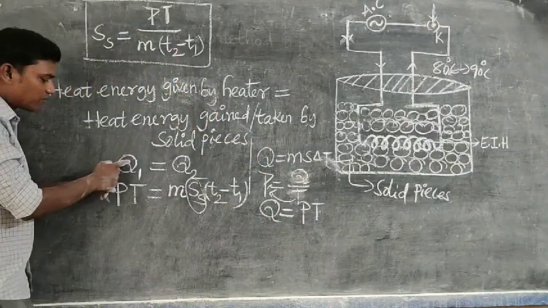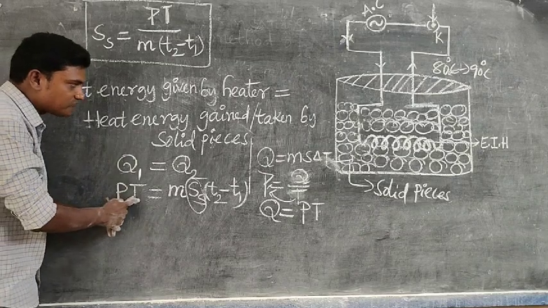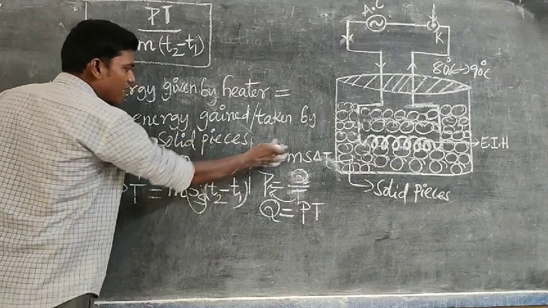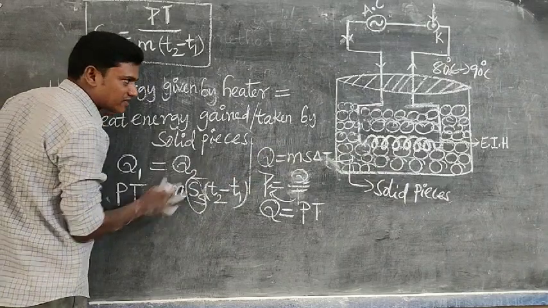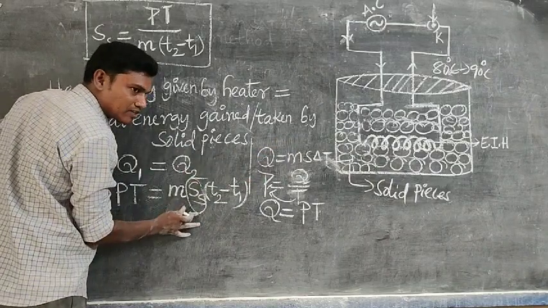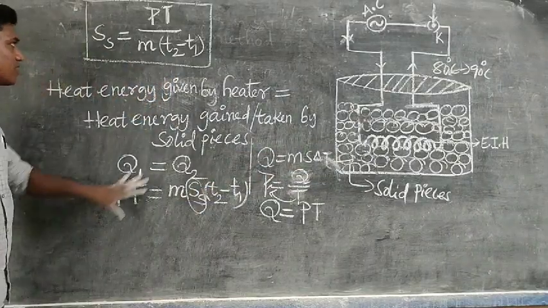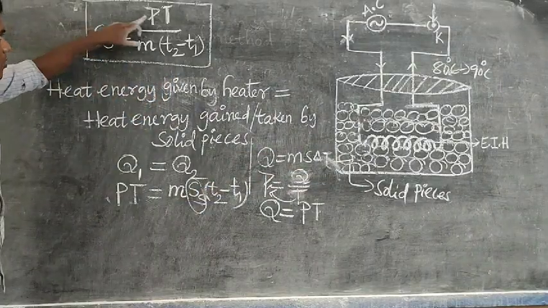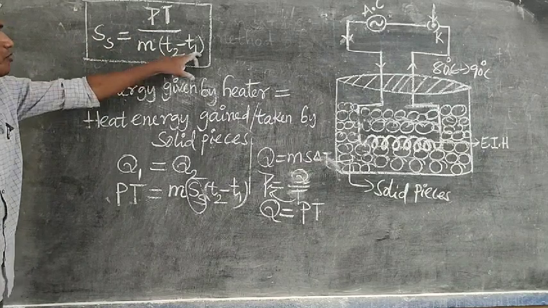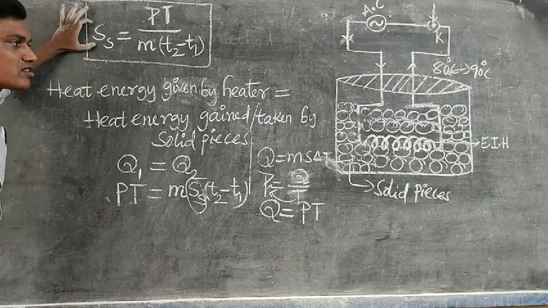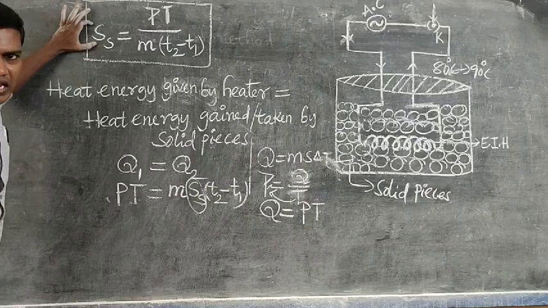So in the place of Q1 we can write PT, and in the place of Q2 what can we write by using the regular formula? M means mass of the solid pieces, S means specific heat of the solid pieces, delta T is final minus initial temperature. Then finally S of S equals PT by M into T2 minus T1. This is the formula to find the specific heat of the solid according to the electrical method.